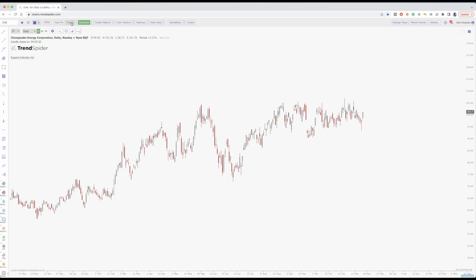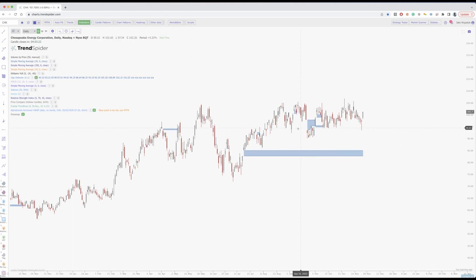The next thing that we can automate is the gap detection. So what you can do is you can go to what's called the gap detector. It's under the indicators button, and you can actually detect any gaps on the chart automatically, so you don't have to search for gaps, especially when you're using these as potential targets to the upside or the downside.